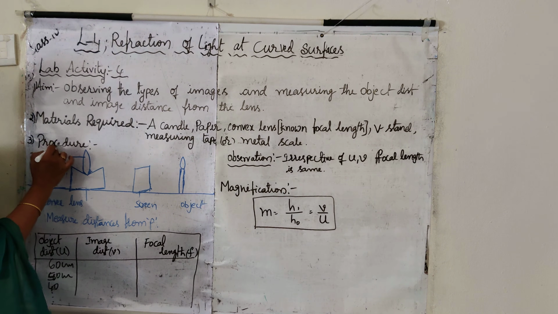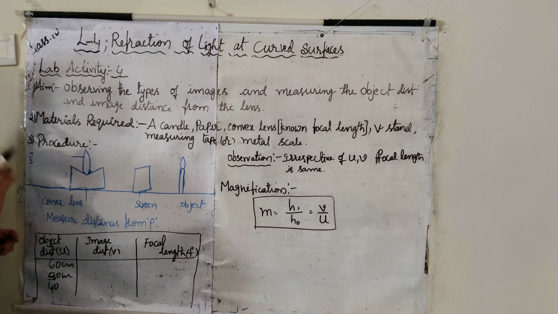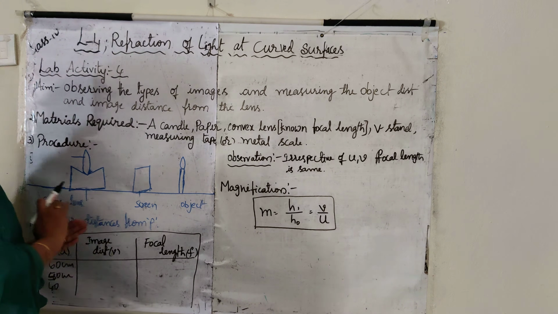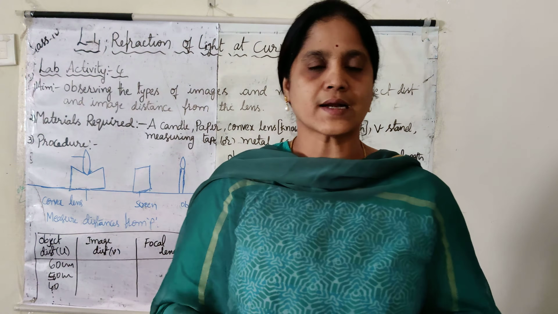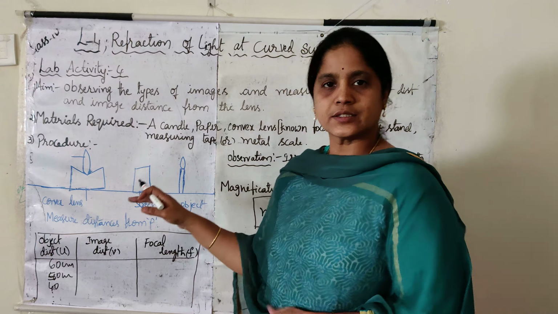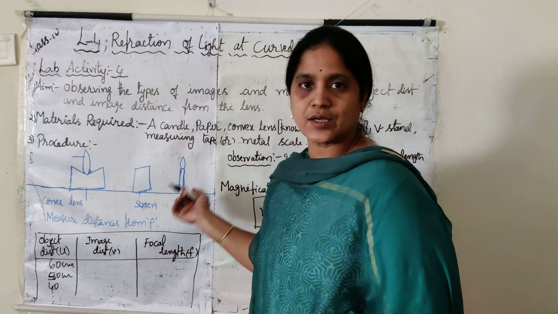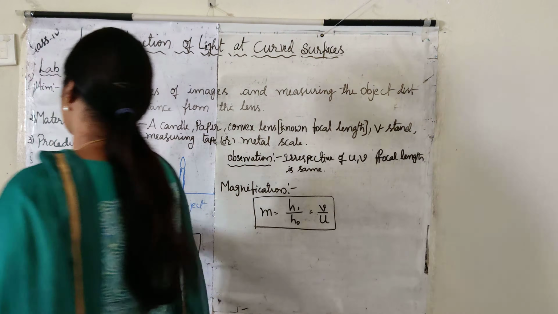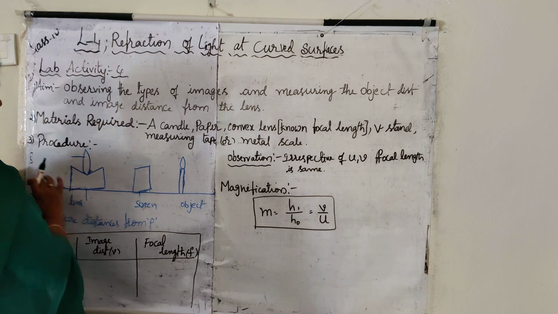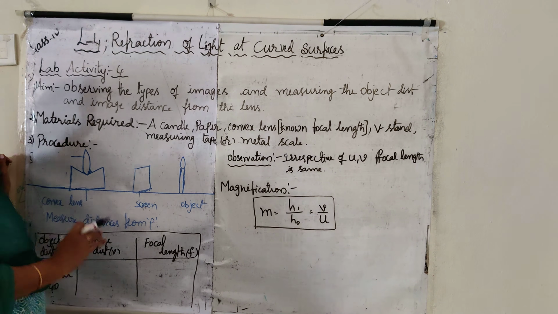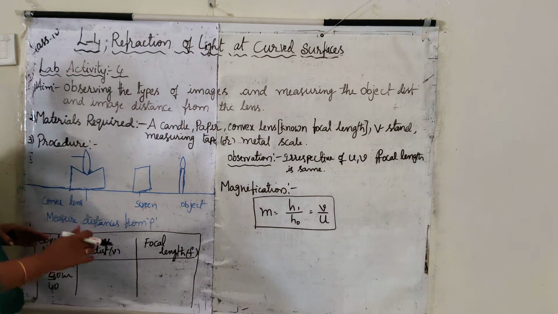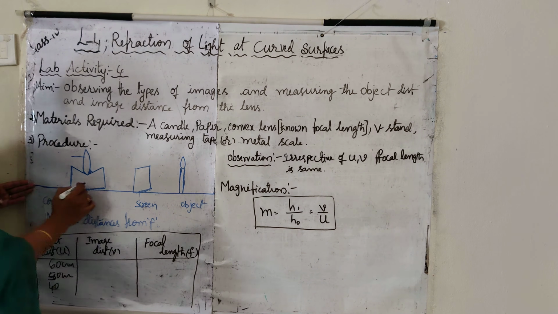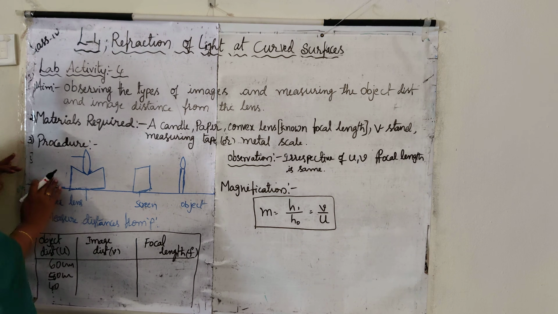Next, procedure. So how to do this lab activity? For this, first you take one chart, one big paper, or you select a table, a flat surface, and on that table you arrange these materials. First, on this table you spread a white paper and you draw a scale. On that scale you place these objects.